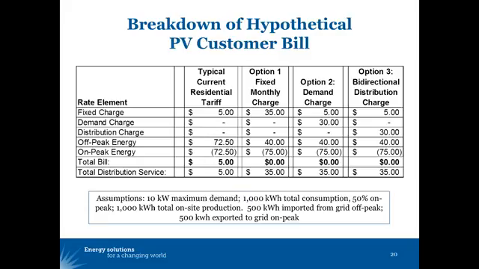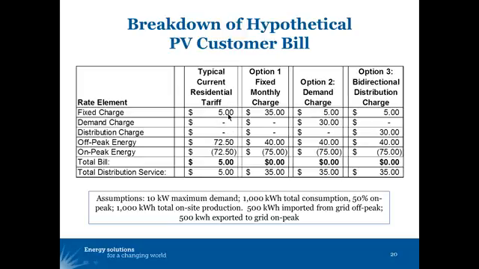So now we're going to break down the bills for these alternative rate designs and see what the net metering customer, who produces as much power as they consume, would pay. Here we've assumed a 10 kW maximum demand, 1,000 kilowatt hours of total consumption, half on peak, half off peak, 1,000 kilowatt hours produced on site, 500 kilowatt hours of that used on site, 500 kilowatt hours imported from the grid during the off-peak hours, 500 exported to the grid during the on-peak hours. This is not exactly what we would expect to see, but it's a good approximation.